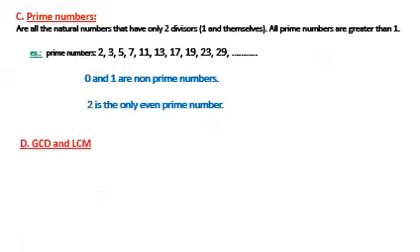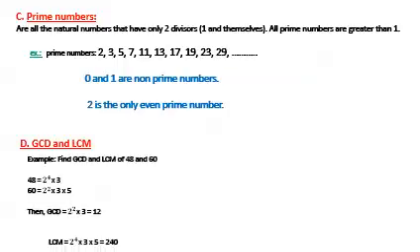Now, how do I find the GCD and LCM of two numbers? Suppose you have two numbers, 48 and 60. How do I find the GCD and the LCM? You write 48 and 60 as prime factors. So 48 is 2 to the power 4 times 3. How do I do this, by the way? You do the prime factorization. And 60 is 2 squared times 3 times 5.